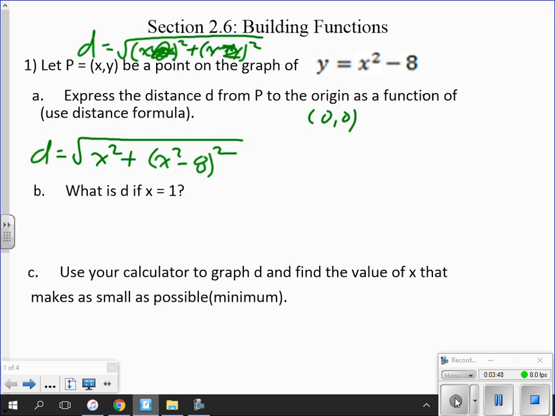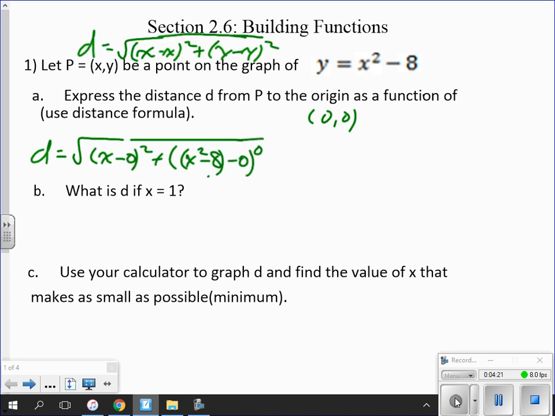Okay. So my distance formula, x minus x squared plus y minus y squared. So in here would be x minus 0 squared plus x squared minus 8 minus 0 squared.